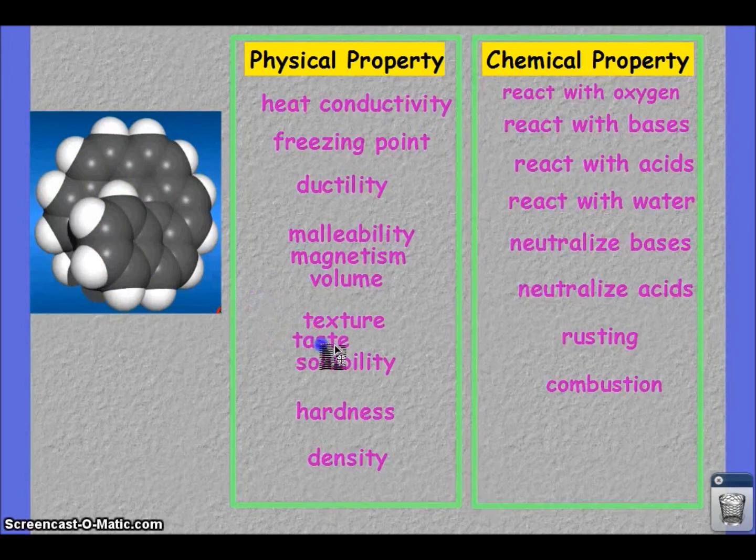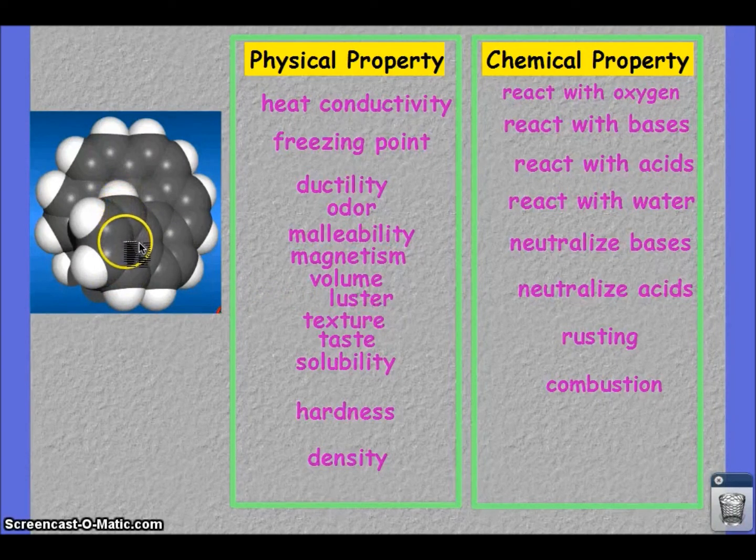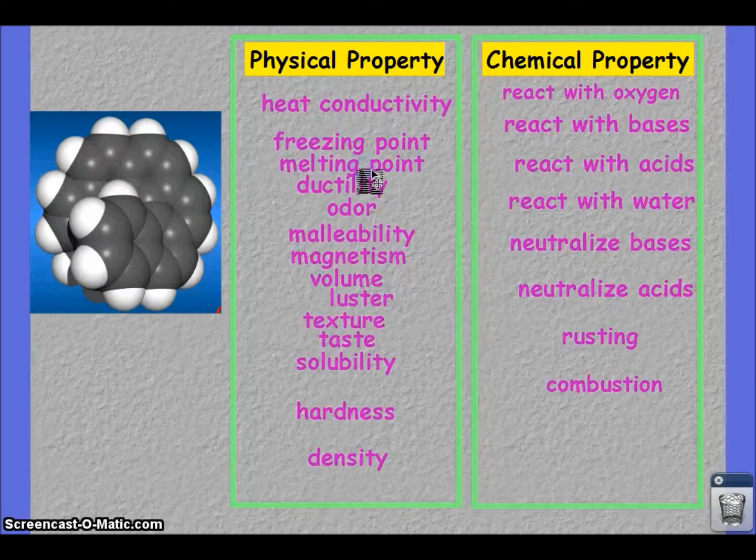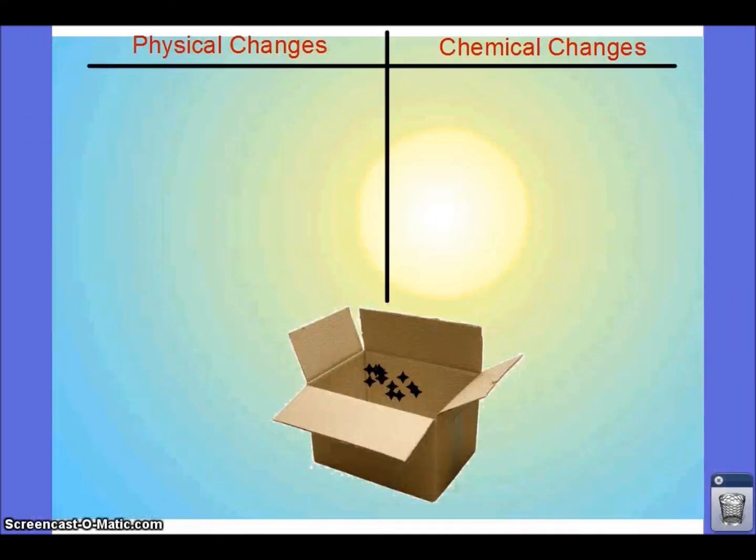Alright, more. Taste is physical. You can check the taste without changing it. Odor, usually physical unless you produce a new substance that has a new odor. Luster, shiny is physical. We know metals are lustrous, they are shiny. Melting point, physical. I think it's enough practice for this.